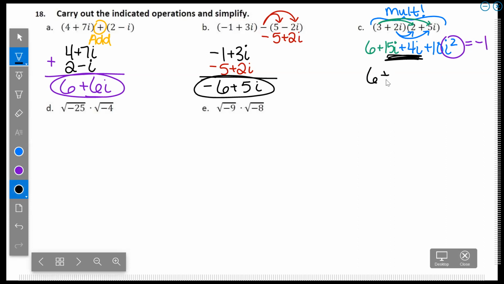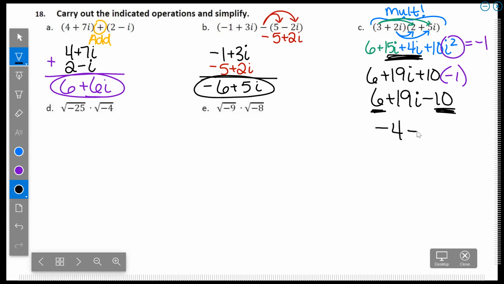So I have 6 plus 19i plus 10 times negative 1. What is 10 times negative 1? So 6 plus 19i minus 10. Do I have any like terms again? Yep, I have 6 minus 10. What is 6 minus 10? Minus 4. So negative 4 plus 19i. All right.